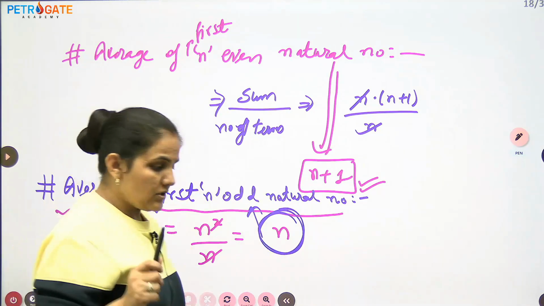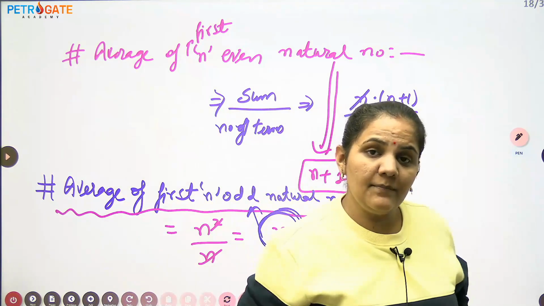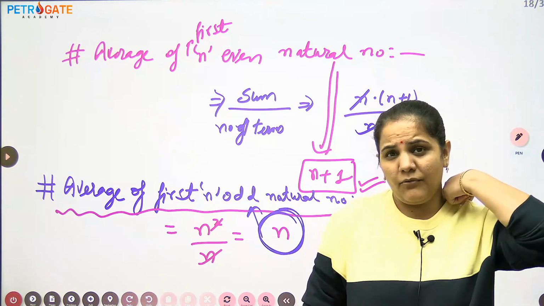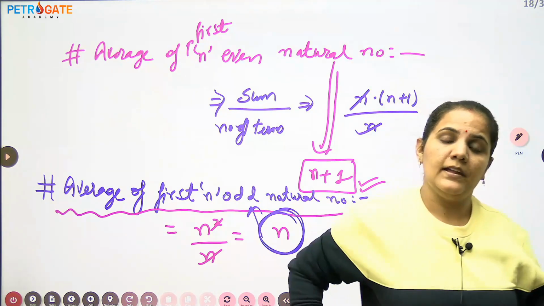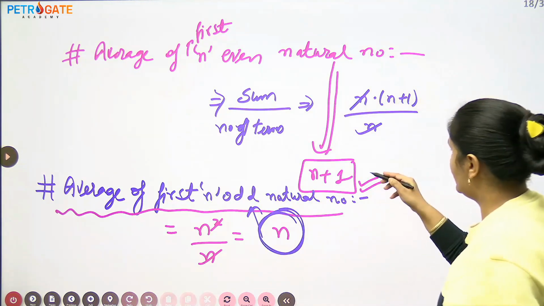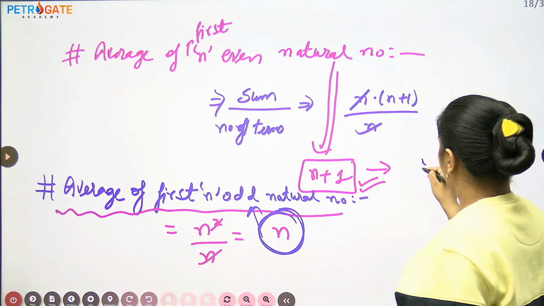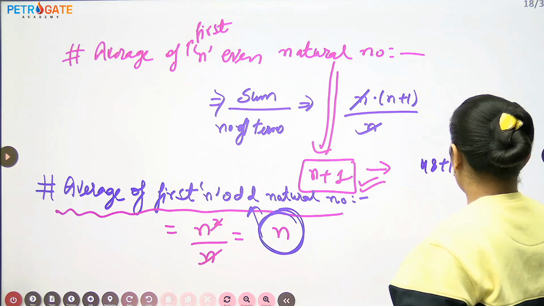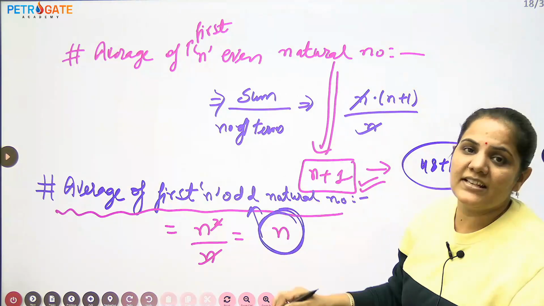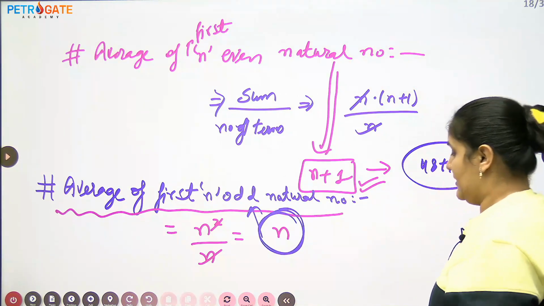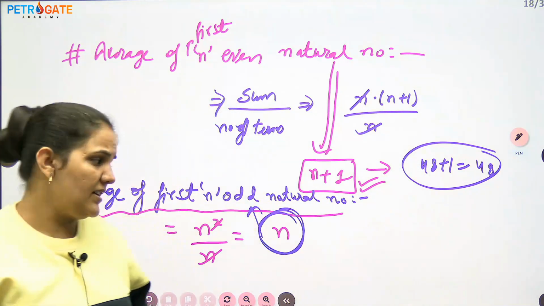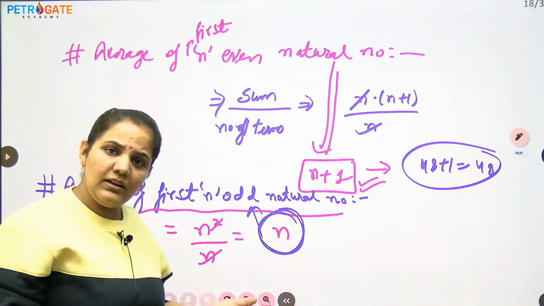Is it clear? Suppose you have to find out the average of first 48 even natural numbers. Then you will say the result will be, ma'am, 48 plus 1, that is equal to 49. So the average of first 48 even natural numbers will be 49. Suppose you have to find out the average of first 31 odd natural numbers, then you will say, ma'am, it will be 31 only. Is it clear?